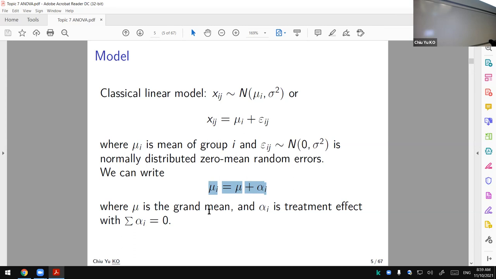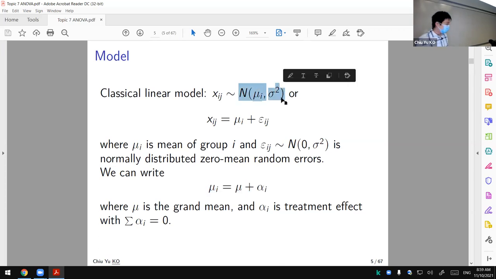Then you're asking whether the B school student is making more money than social science? Is it making more than engineering? And so forth. So that is the idea. I hope I convey the important message that we have to assume normal.